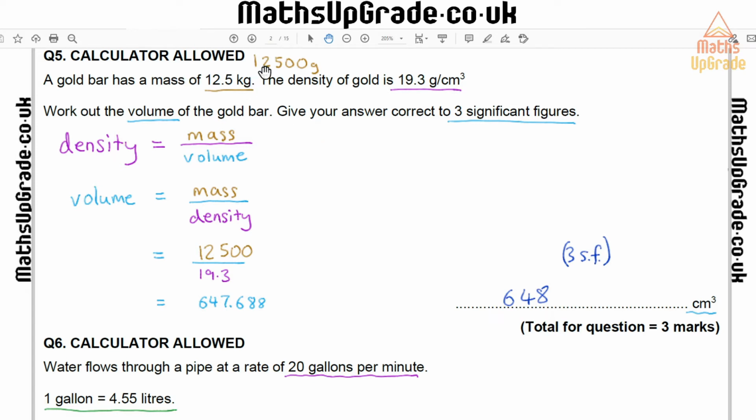The mass here is given in kilograms. Since I'm given the density in grams per centimeter cubed, I'm going to convert this into grams first of all. Then I can use this value in the formula. There's 1,000 grams in a kilogram, so I times that by 1,000 to give 12,500 grams as the mass. The density is 19.3, so if I divide those through in this formula, I get 647.688. To 3 significant figures, that would be 648 centimeters cubed. That whole question there is worth 3.